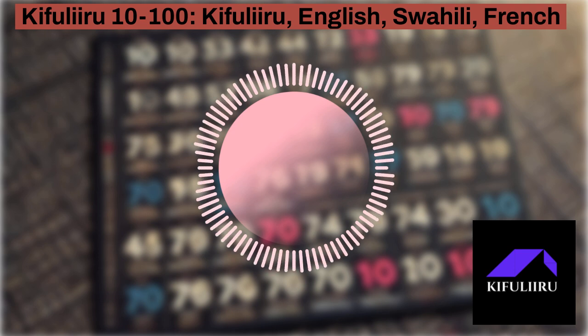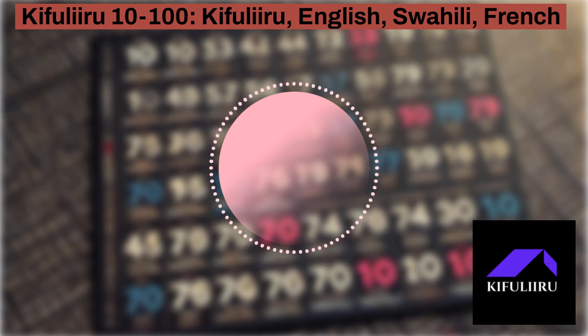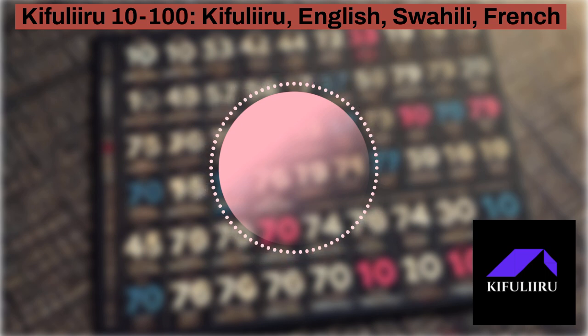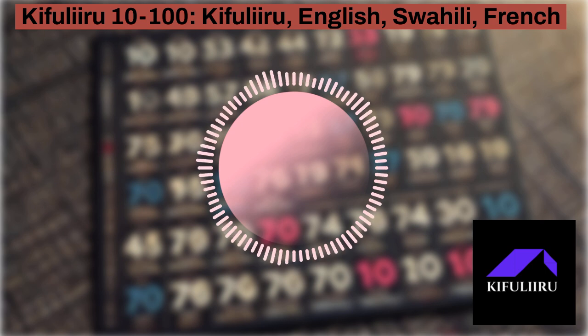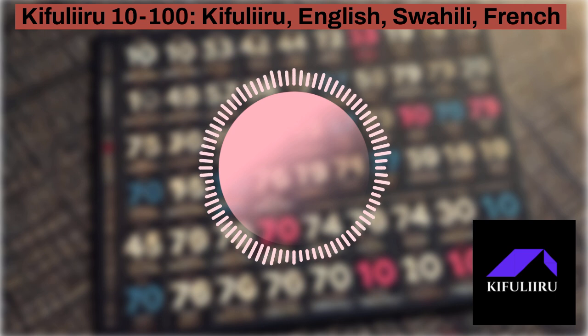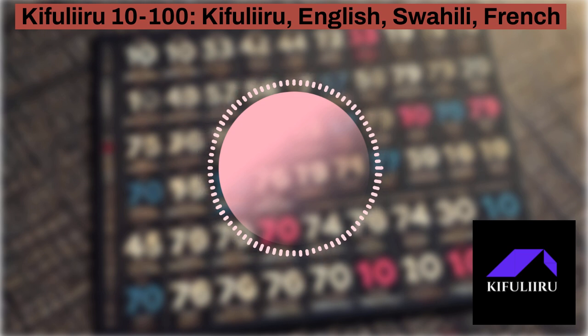Right. So that explains the 20s, 30s, 40s, but then things shift a little bit at 60, right? Oh yeah, good point. Instead of continuing that Makumi pattern, we get Makumi Galandatu, and then a slightly different structure for like 61 through 69. It's like the language takes a breath and changes its approach. This shift at 60 is really interesting. It could indicate that Kifuliiru perhaps had an earlier base 60 system, which we see in some older African counting systems.